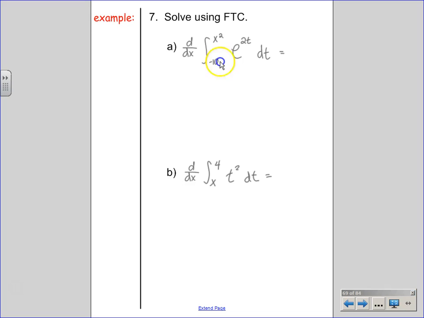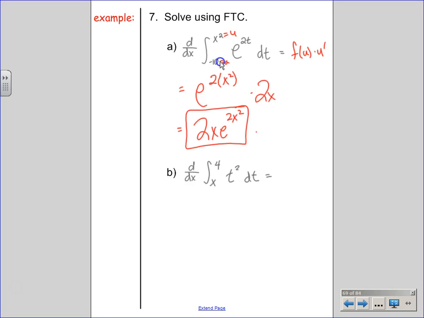As long as I have an A and I have a U, my formula says, oh, hey, isn't this just f of u times u prime? So who's your f of u? E to the 2 times x squared, but what else do I need? Who's u prime? Sweet. Final answer is 2x e to the 2x squared, and I didn't have to antiderive.